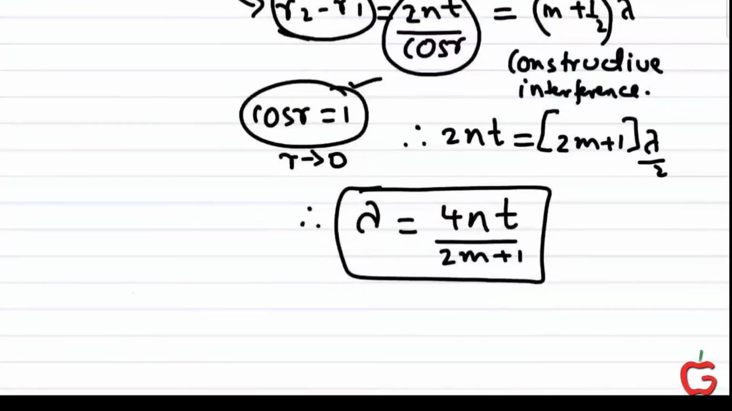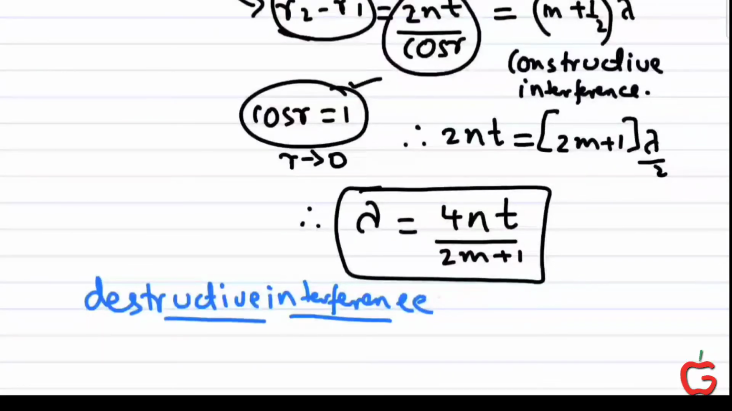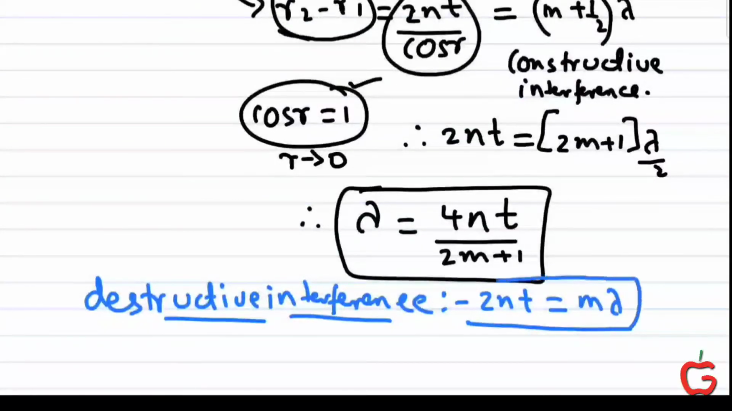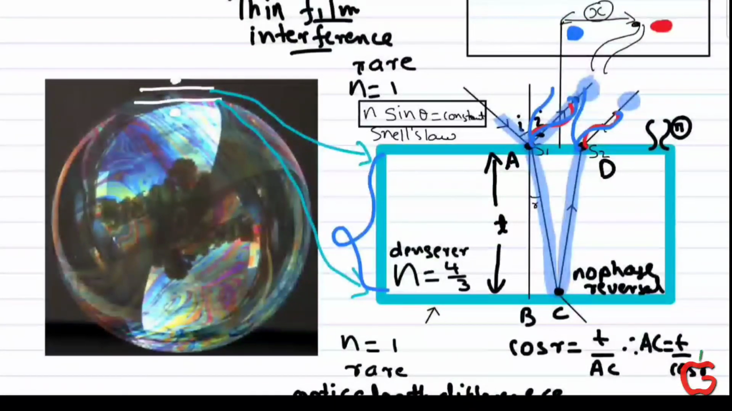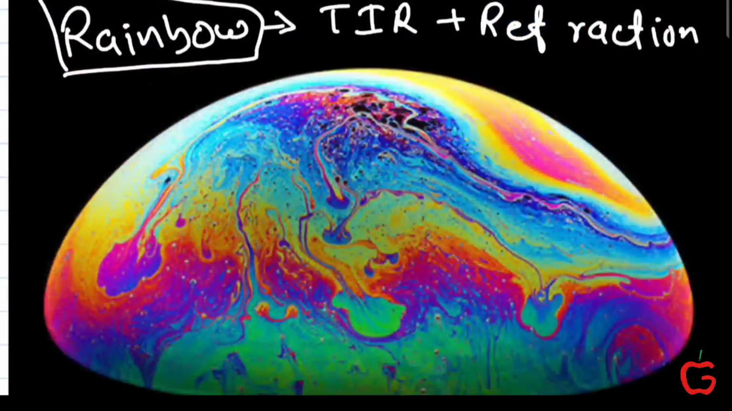Obviously the equation for destructive interference would be 2nt equals m lambda. So this is the condition for destructive interference. So these colors, these wavelengths are absent at that very specific point. Okay, I hope this is clear. So the reason for different colors inside a soap film is interference of light and not any other phenomenon. Okay, I hope this helped. Thank you.